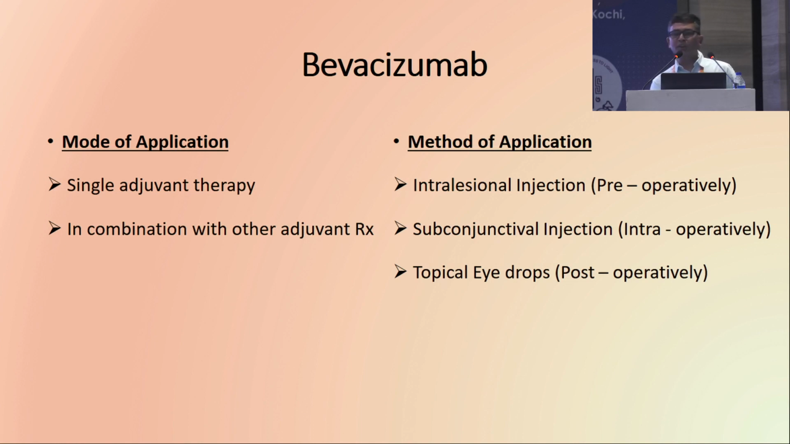Avastin was the most commonly used because it was available in a multi-dose vial, and almost every center has its availability. The mode of application was either as single therapy or in combination with other adjuvant treatment. It was used intralesionally preoperatively, perioperatively as a subconjunctival injection, and it has also been tried as a topical drop postoperatively after primary pterygium surgery.